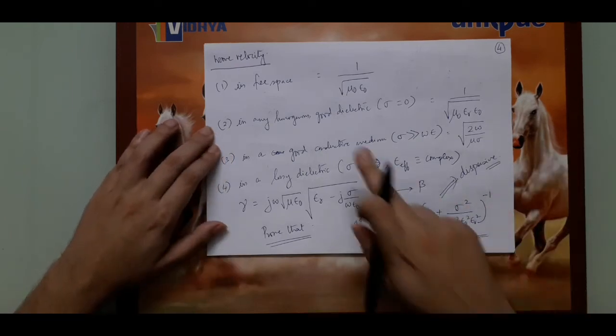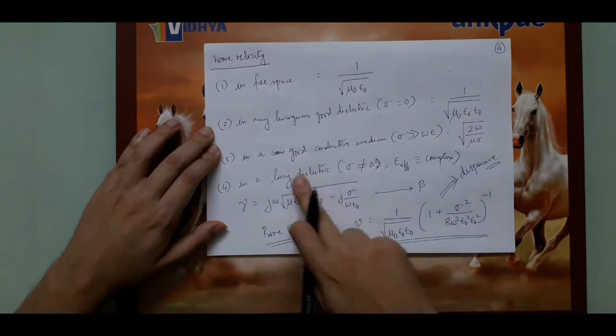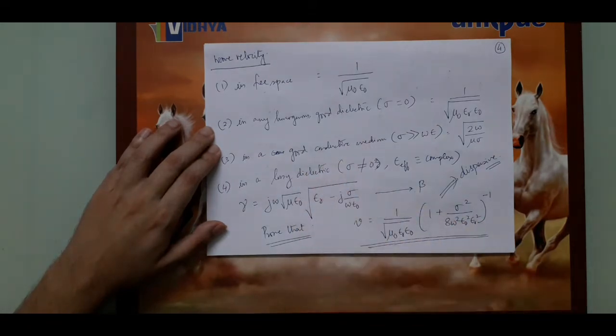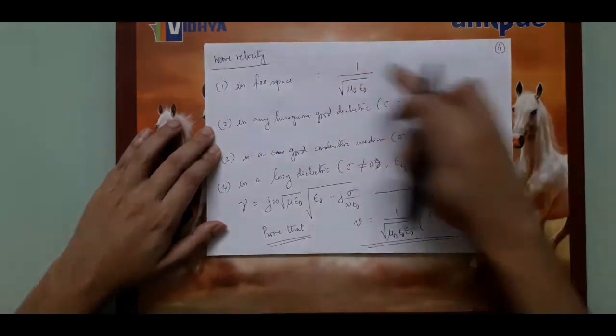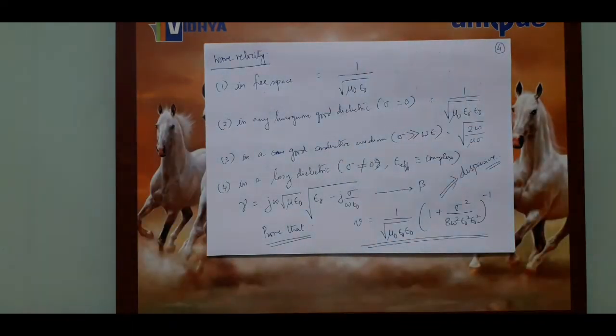So, good conductors or lossy dielectrics, the moment you have this conductivity term, the medium becomes dispersive. But for very good dielectrics, the medium is not dispersive.